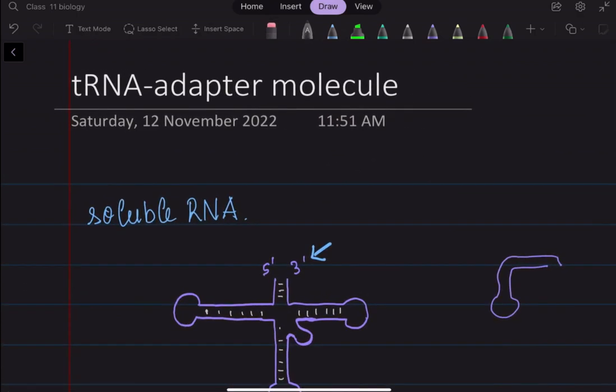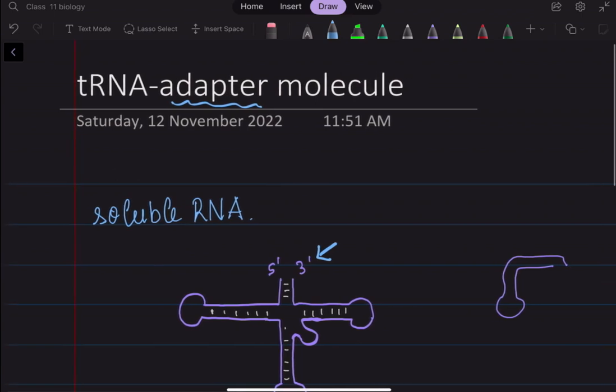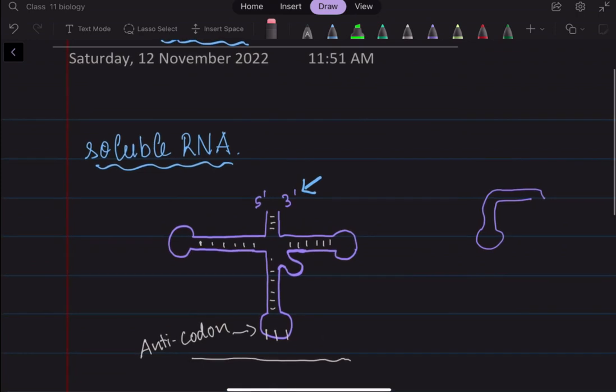In this video, we'll be learning about the tRNA molecule. The tRNA molecule is also called the adapter molecule because it is able to read the genetic code from mRNA and help in the formation of protein. It is also called the soluble RNA because it is soluble in sodium chloride solution.